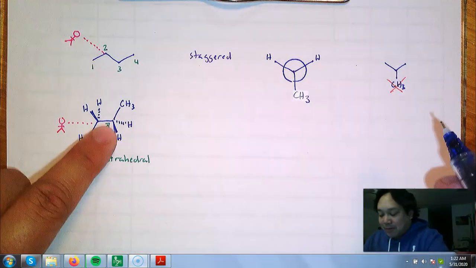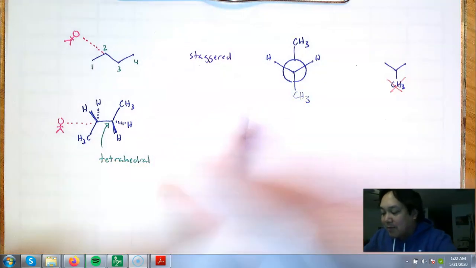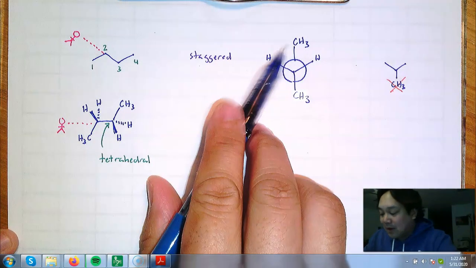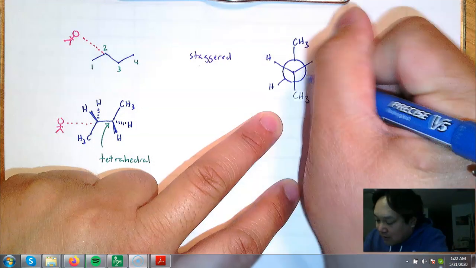Look at the back carbon. The methyl group is going straight up in the plane. Again, the bond goes directly to the carbon, and it goes to the back carbon. And we have 2 hydrogens here, here.